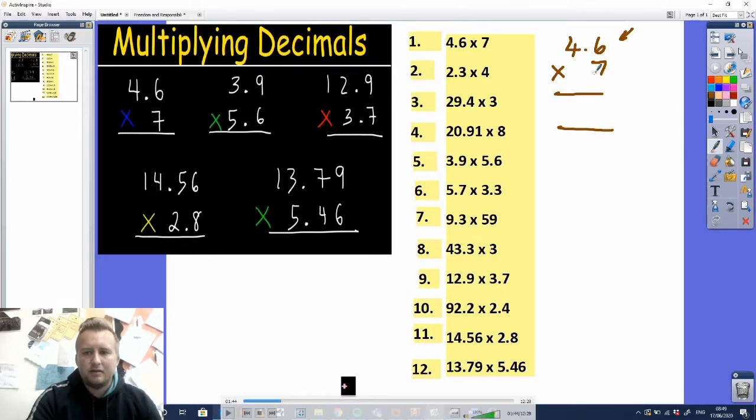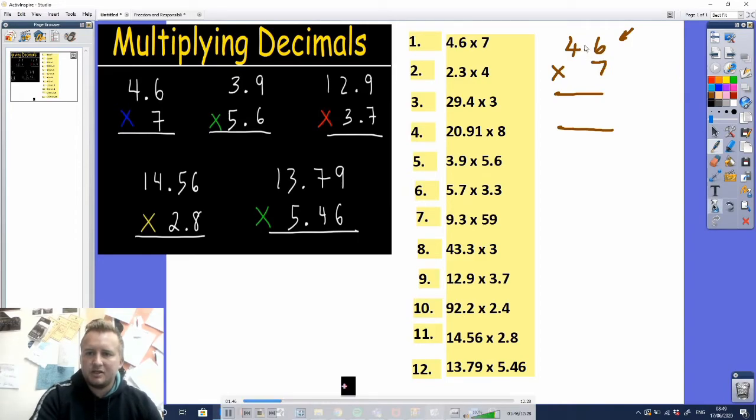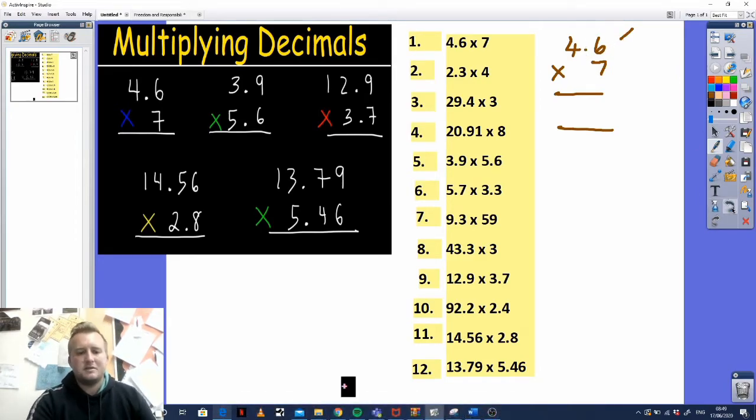So, if you're looking at this number over here, 4.6. By the way, these are the questions you're actually going to be doing in the lesson. This question you have 4.6 times 7. There's no decimal places in 7, so we're going to have a look and see. From the decimal point, how many numbers that are less than a whole number is how many decimal places there are. Okay, so as you can see, if I jump 1, there is 1 decimal place.